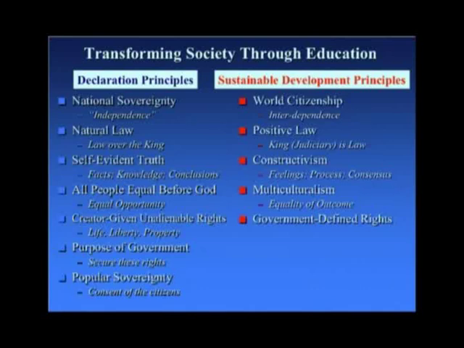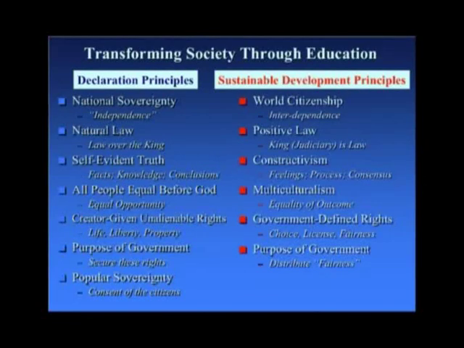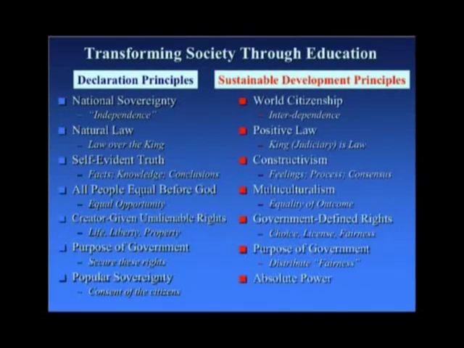Equal opportunity was under one. Equal outcome is now the rule of the day. Creator-given unalienable rights is now government-defined rights. Purpose of government was to secure rights. Now the purpose of government is to distribute fairness. Popular sovereignty has been replaced with absolute power.